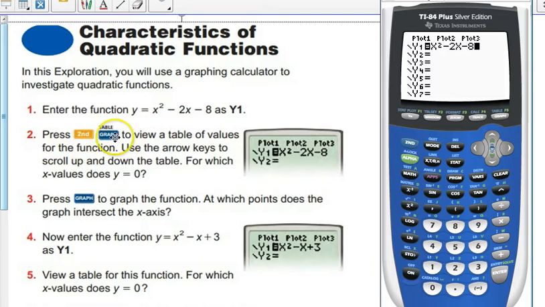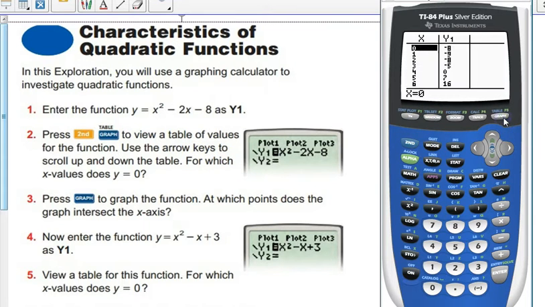And then it asks me, so I've done step number 1, it asks me to press the second and then the graph button, and notice above the graph there's the word table, which is what it shows here, and we are going to view a table of values. And they're asking us, use the arrow keys to scroll up and down for which x values does y equal 0. So this gives me the x and the y values that make this equation true.